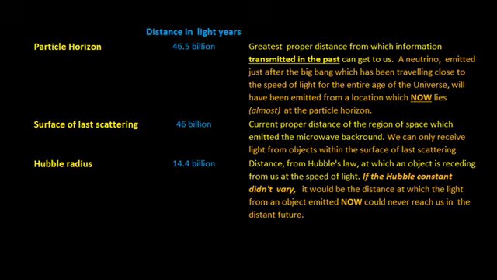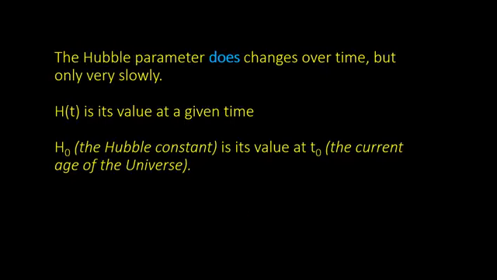And finally, the Hubble radius is the distance which, from Hubble's law, an object is moving away from us at the speed of light. If the Hubble constant didn't change over time, it would be the distance at which light from an object emitted now could never reach us in the future. However, the Hubble parameter does change over time, but only very slowly. H of t is its value at a given time. H0, the Hubble constant, is its value at t0, which is the current age of the universe.